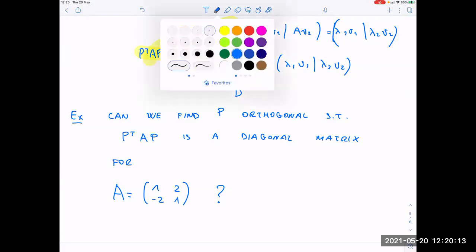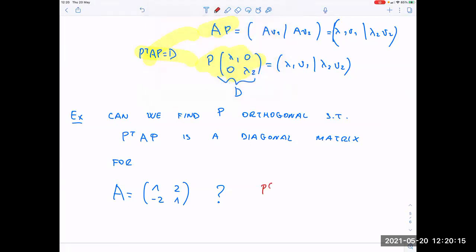So let's see. Let's write down the characteristic polynomial. It is x squared, then the trace is minus 2x. The determinant is 1 plus 4, which is 5. So the discriminant is 4 minus 20, negative, complex eigenvalues.